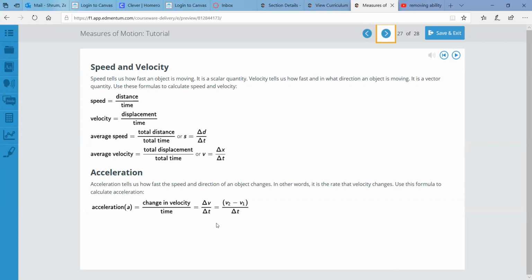So how fast is velocity changing? And we are given this equation. Change in velocity is delta v over delta t, or change in v over change in t.